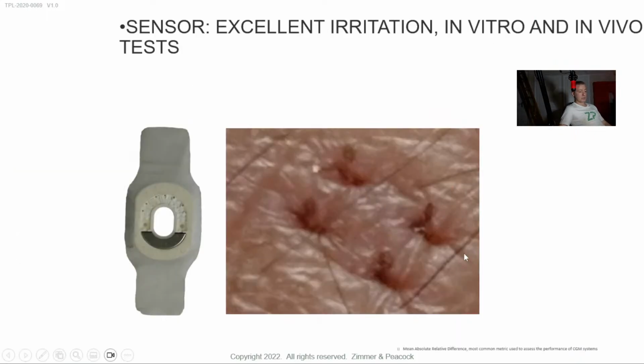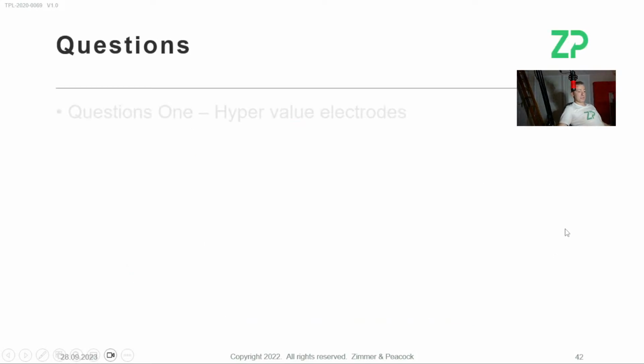This is a close-up just to show. These are not painful, by the way. This is my arm. I can push down this really hard. You don't feel this, but the microneedles essentially go through the skin and deliver, let's say, the sensing layer into the interstitial fluid. So let me just do a quick summary.